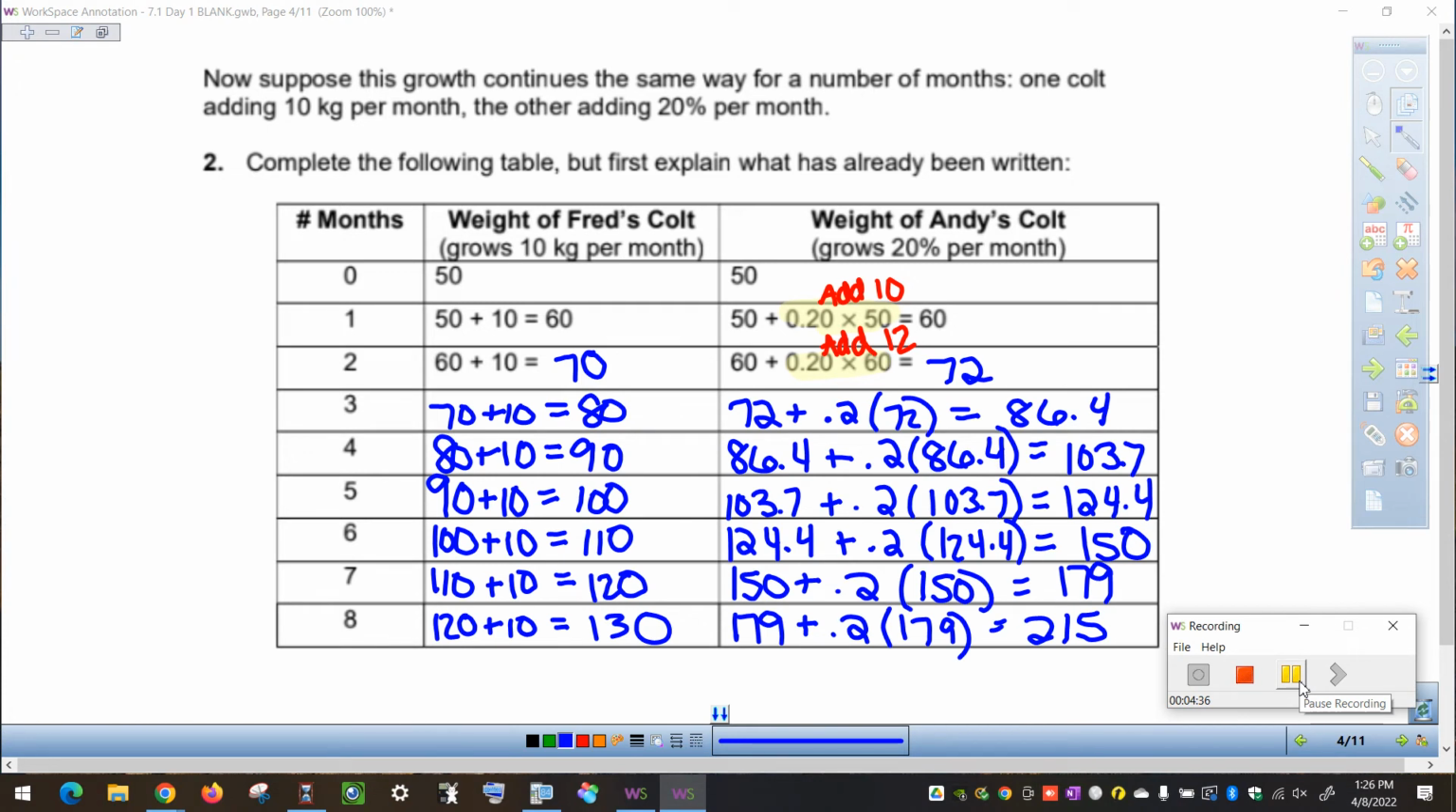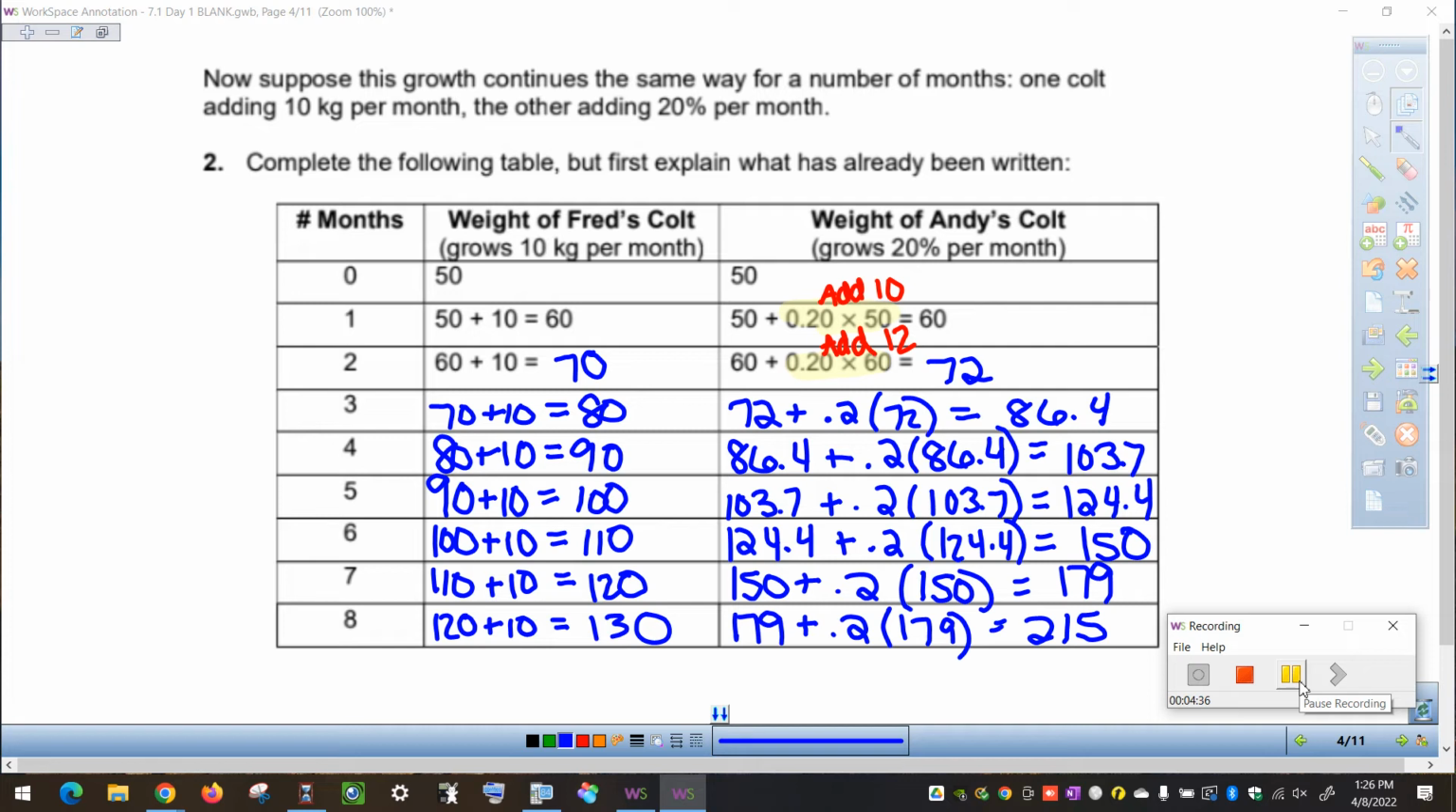All right, so as we start to take a look at the ending weights here in our table, it's kind of interesting to see that early on, Fred and Andy's colts were at pretty similar weights at the start, but we see it break away as we go further in months. We see the differences getting greater and greater. I mean, at the end of the 8th month, Andy's is quite different between the two.